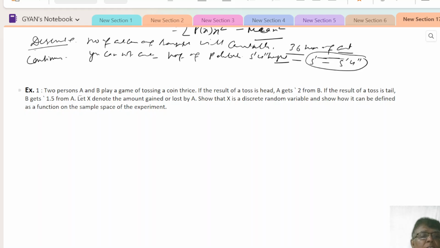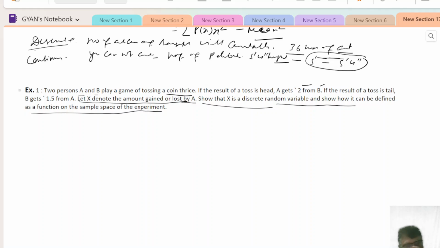Two persons A and B play a game of tossing a coin thrice. If the result of the toss is head, A gets 2 from B, and if the result is tail, B gets 1.5. Let X denote the amount gained or lost by A. So this is a discrete random variable, defined as a function of the sample space.